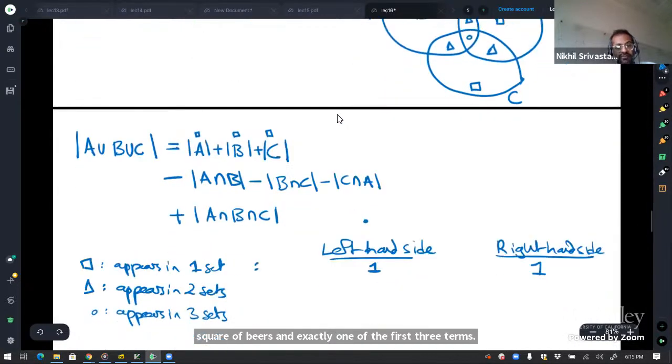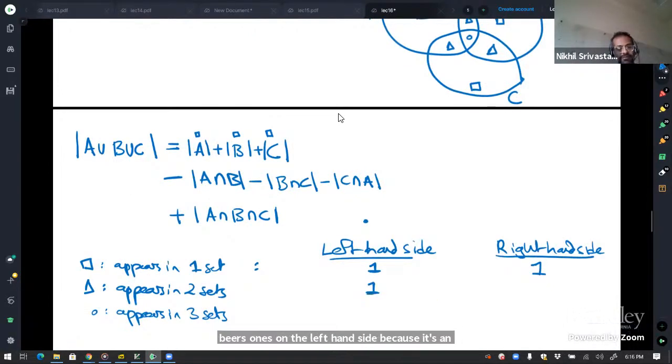Okay, now let's look at the triangles. Well, each triangle appears once on the left-hand side because it's an element of the union. But now how many times does the triangle appear on the right-hand side?